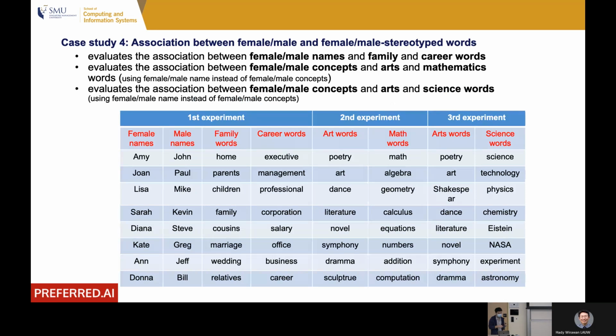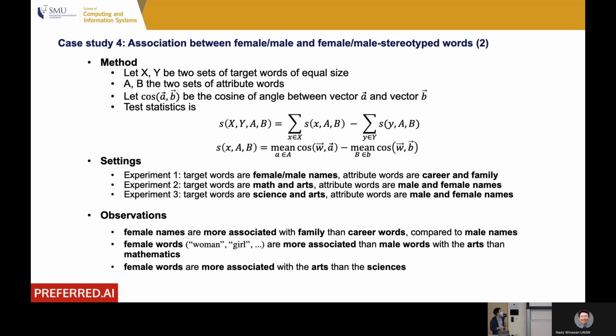The fourth study evaluates the associations between female and male names with family and career words, between female and male concepts with arts and mathematics, and between male and female concepts with arts and science words. In this paper, for female and male concepts they use female names and male names, with some examples of female names here, as well as family words, career words, art words, math words, etc. The formulas here are quite straightforward, so I will not talk about them.